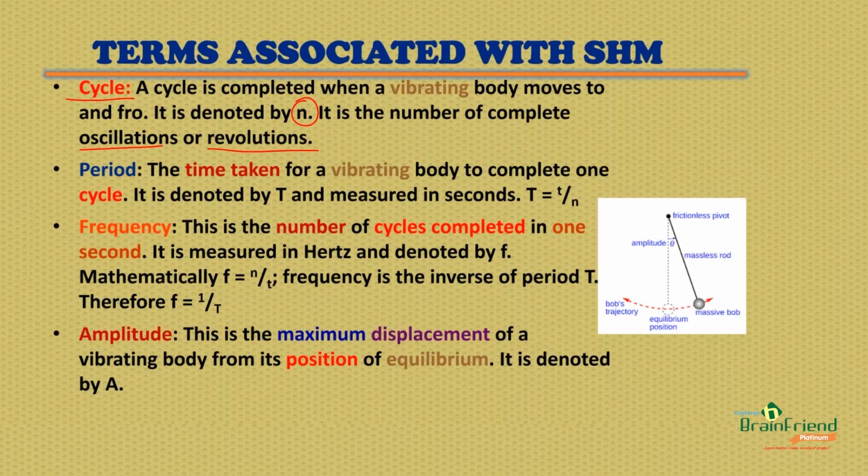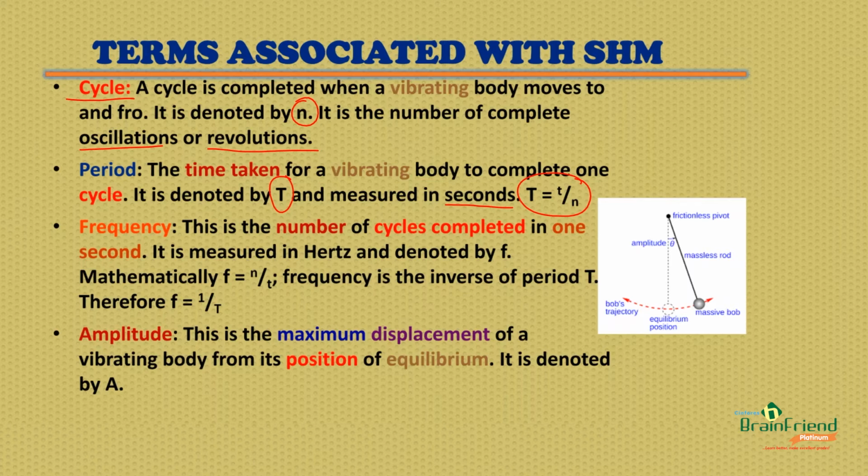Next is period. Period is the time taken for a body undergoing simple harmonic motion to complete one cycle. It is denoted by capital letter T and measured in seconds. Mathematically, period capital T is equal to small t over n, where n is the number of cycles and small t is the time taken to complete the n number of cycles.